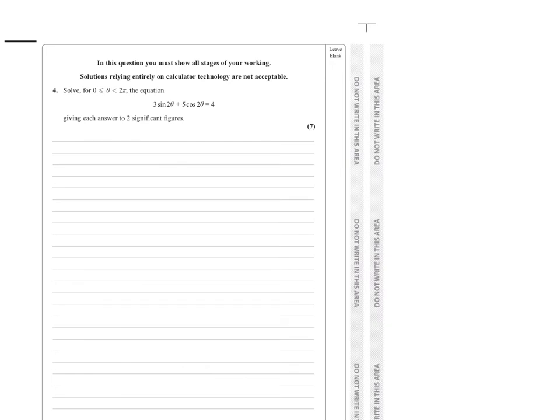Question 4. Solve for 0 is less than or equal to theta is less than or equal to 2 pi. Okay, stop what you're doing and make sure that your calculator is in radians. Check. Okay. 3 lots of sine 2 theta plus 5 cos of 2 theta equals 4. Right. Immediately, when I look at this, how am I going to solve this equation? Okay. I've got 2 thetas, 3 lots of sine something, 5 lots of cos something.